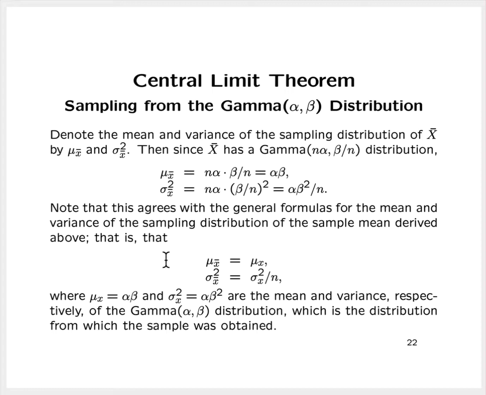We're going to use these values subsequently when we look at the application of the central limit theorem to this situation. If the variance of the sampling distribution of x bar is alpha beta squared over n, then the standard deviation of the distribution would be the square root of that.